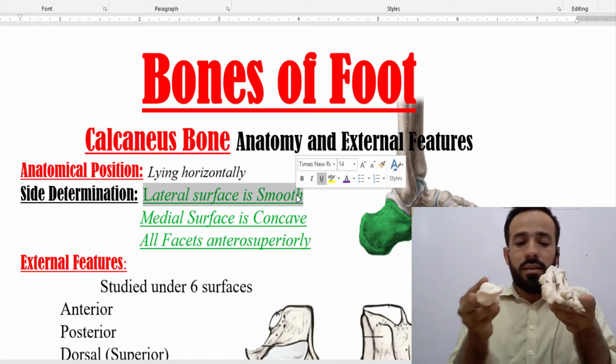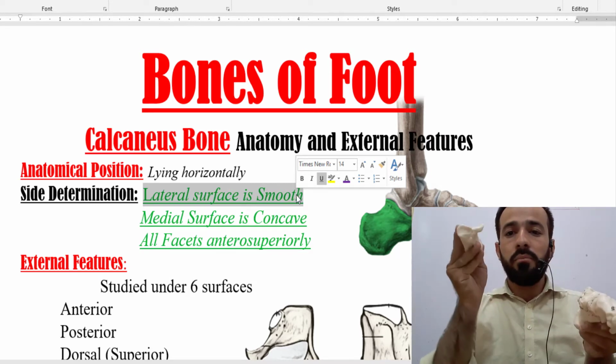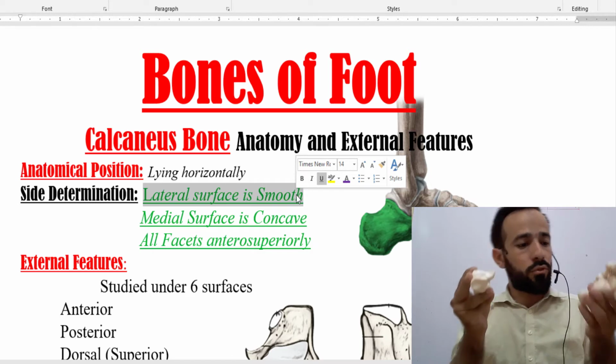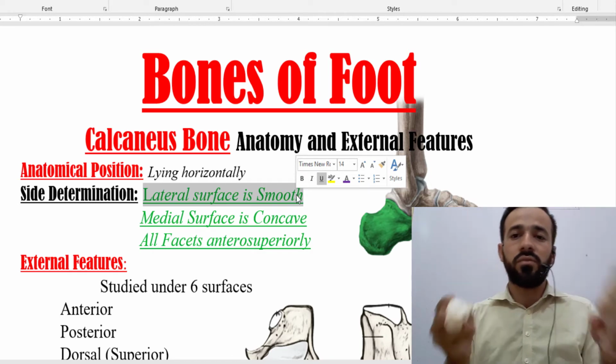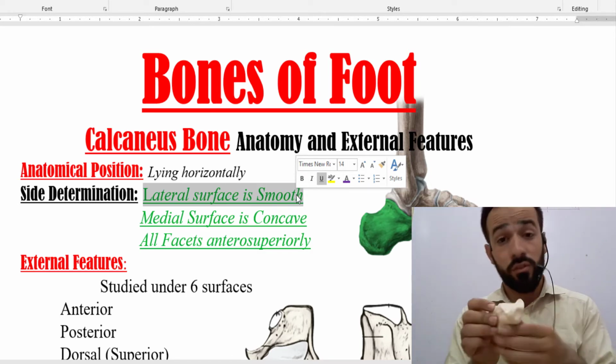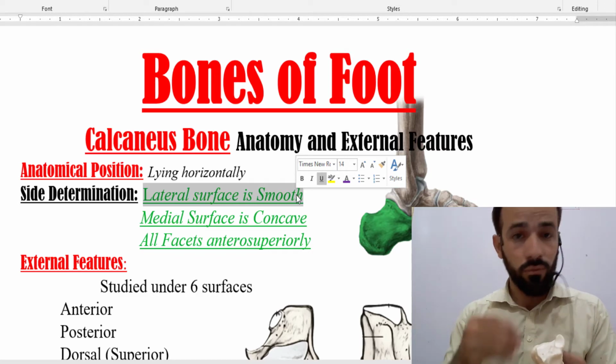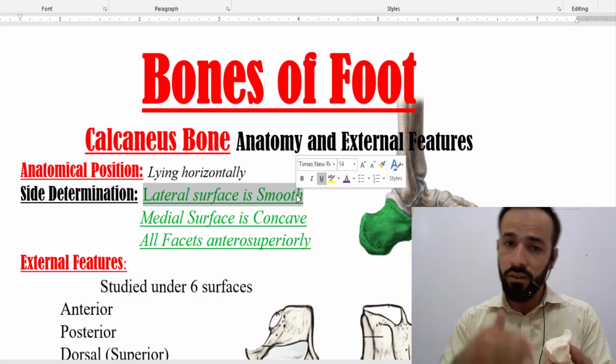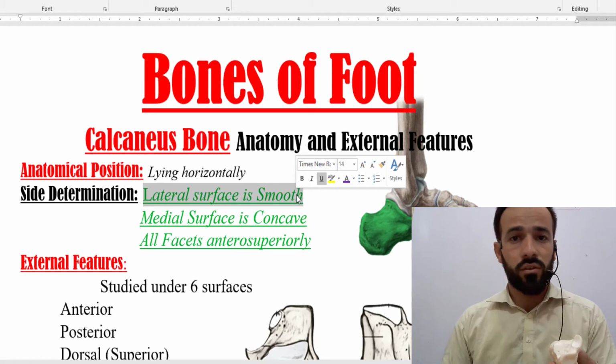So if you look at them both together, in my hand this is the right calcaneus bone, and in here this is the left calcaneus bone. So I hope you understand all these important features from which you will recognize whether the bone is right or left. So thank you, friends.